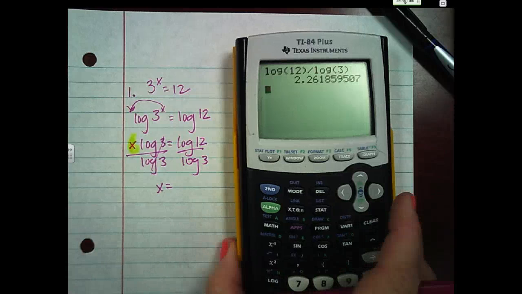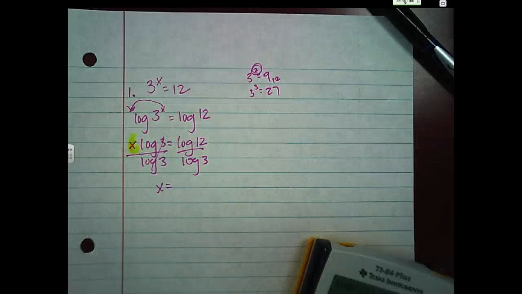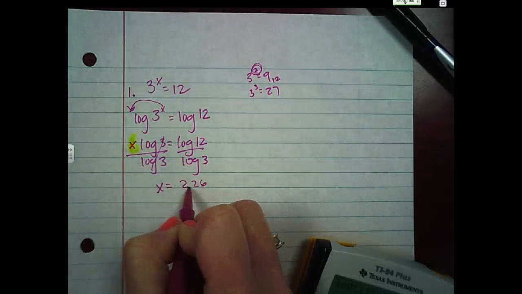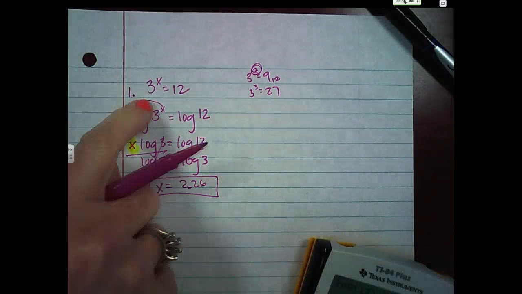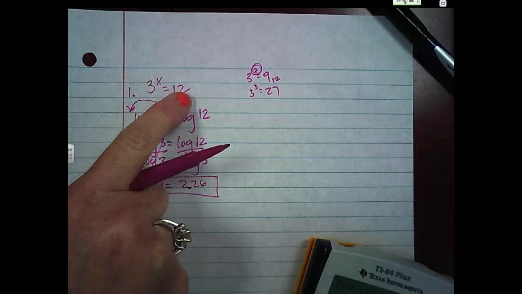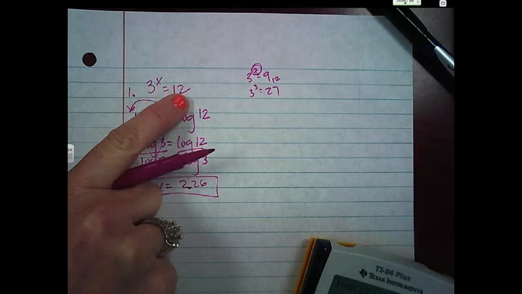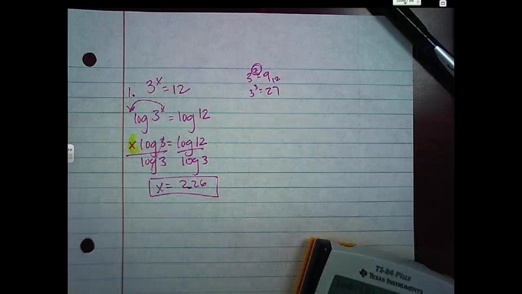Did you get what we thought it would be? A little more than 2, so 2.26. In other words, 3 to the 2.26 gets me to 12. You found an exponent without doing any work. Okay? All right, then here's another one.